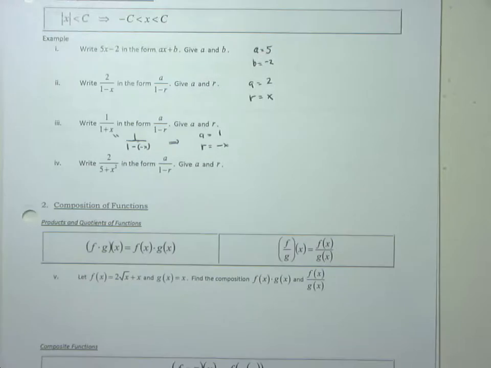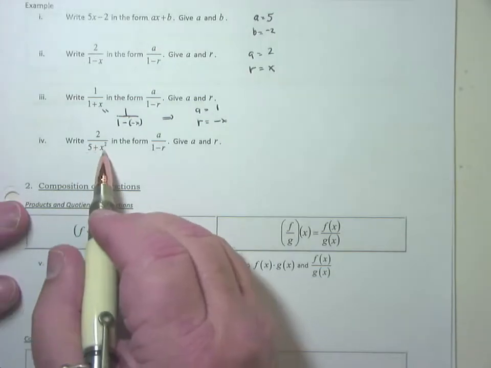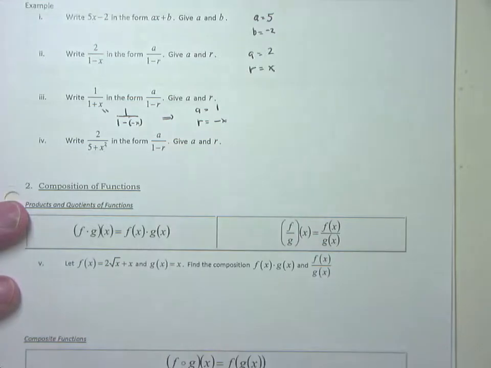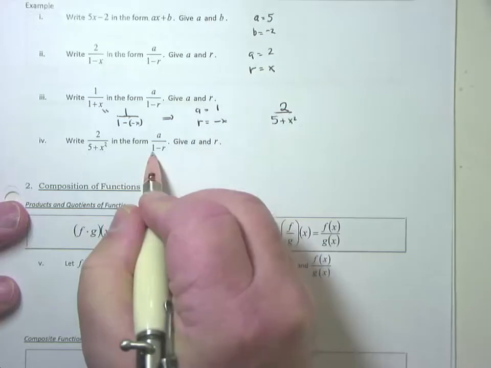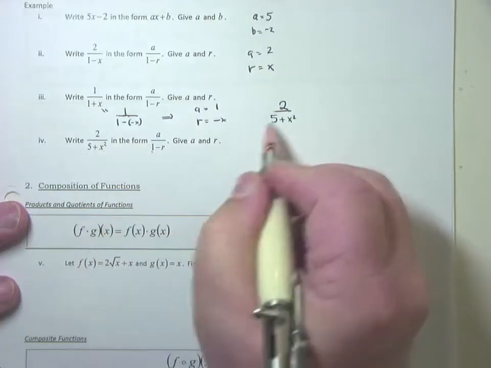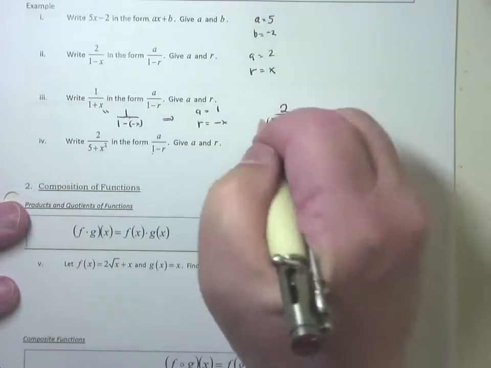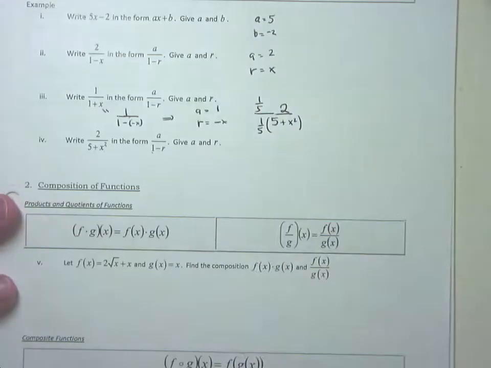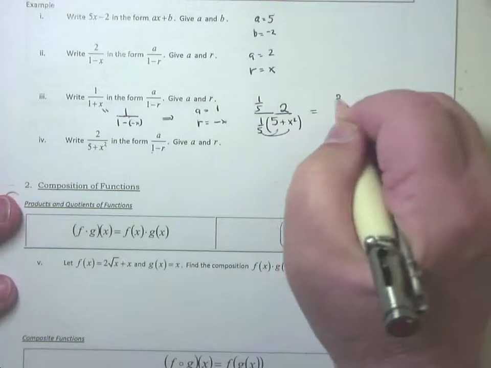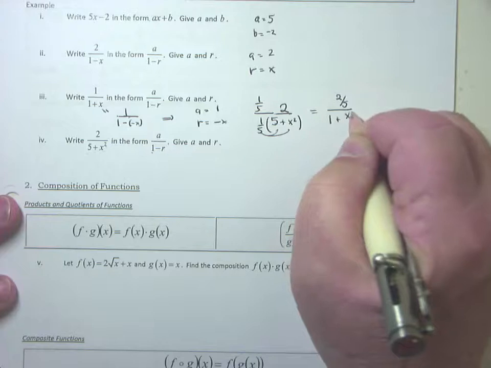Now the last one is a little more tricky. Here's the trick on this one, and you'll see me use this quite a bit. I've got the function 2 over 5 plus x squared. I want it in the form of a over 1 minus r. The first thing I want in this spot is a 1. I need to convert a 5 into a 1. To do that, you need to multiply by 1/5. But whatever I do to the denominator, I have to do to the numerator, and I'm going to distribute. This gives me 2/5 over 1/5 times 5 is 1 plus x squared over 5.